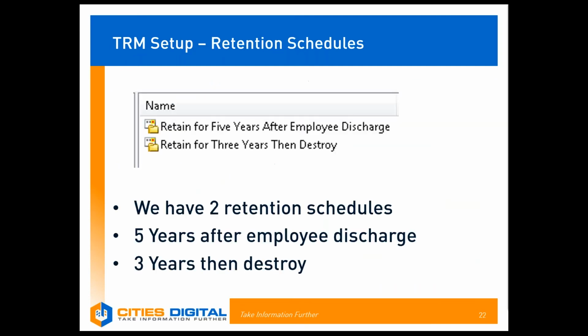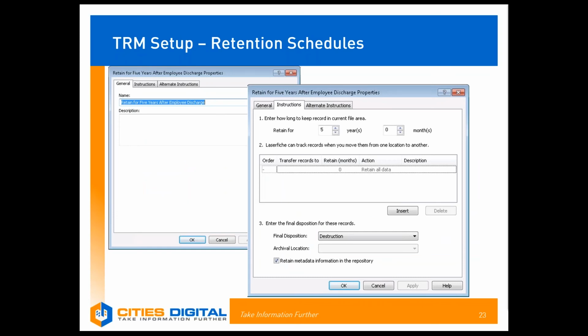All right. And then we come to our retention schedules. We had two different retention schedules within the system. We told the system to retain for 5 years after the employee discharge took place. And then we had another one that was much more basic. So just retain for 3 years, and then we can go ahead and destroy those. And again, in the setup screen, this is all accessed, like I said, from the administration console.